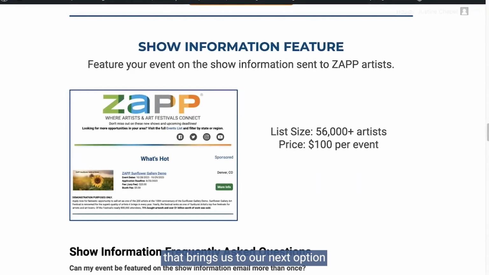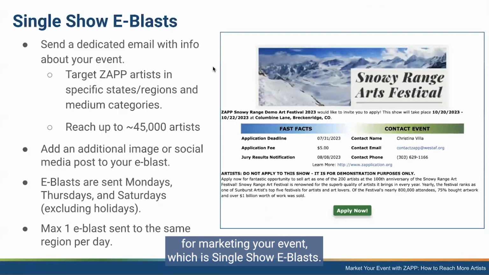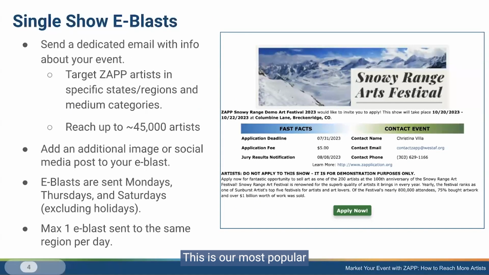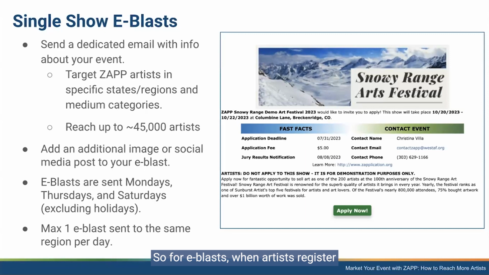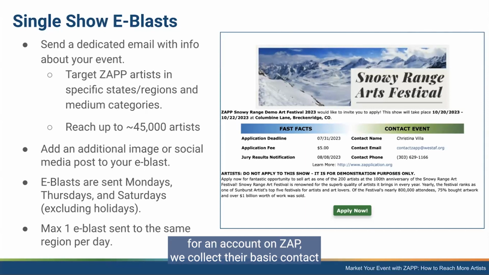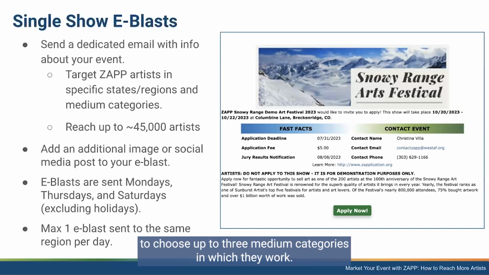That brings us to our next option for marketing your event, which is single show e-blasts. This is our most popular and customizable option for marketing your event to ZAPP artists. So for e-blasts, when artists register for an account on ZAPP, we collect their basic contact information, which includes the state they live in. They also have the option to choose up to 3 medium categories in which they work.